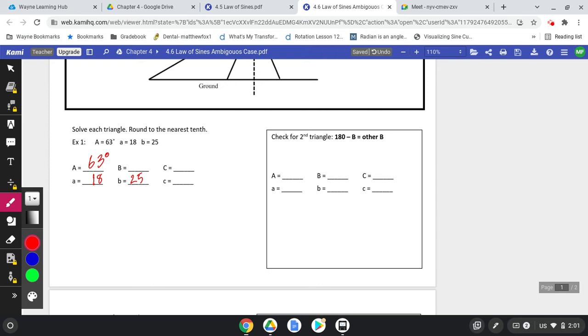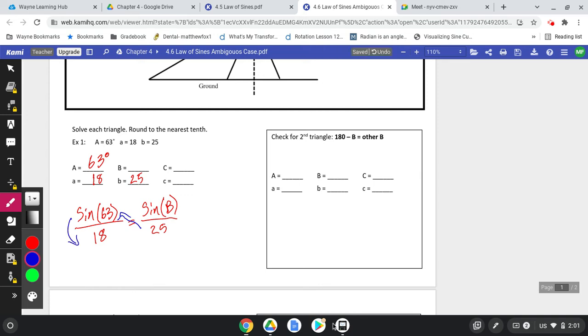Now, since we have a pair, I have a pair here. I can use the law of sines, and I will solve for this angle B. Keep in mind, yesterday when we did it, we solved for a side always, so we didn't have to do this. But we will do the sine of 63 divided by 18 equals the sine of b divided by 25. Okay, now to solve this, the first thing you want to do, we'll cross multiply. So multiply 25 by the sine of 63, divide by that 18.